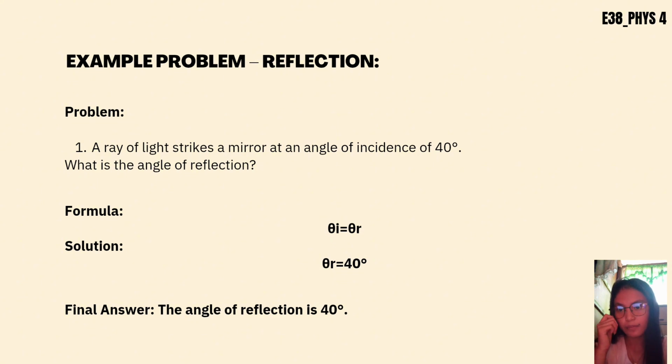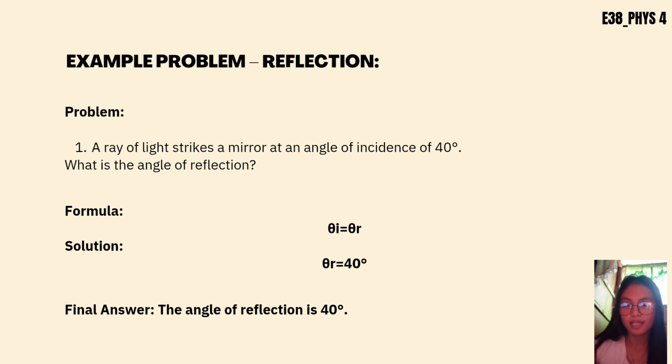So in this problem, it is about the reflection of light. When a ray of light hits a mirror, it bounces off at a certain angle. The angle at which the light strikes the mirror is called the angle of incidence, so that's the theta I. And the angle at which it bounces off is called the angle of reflection, or the theta R. Now, according to the law of reflection, the angle of incidence is always equal to the angle of reflection.